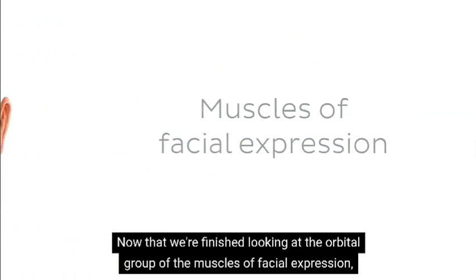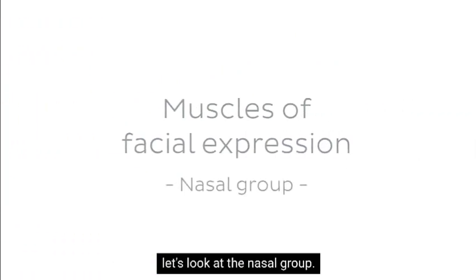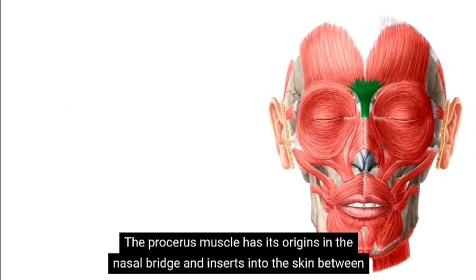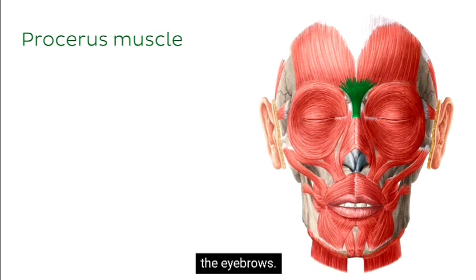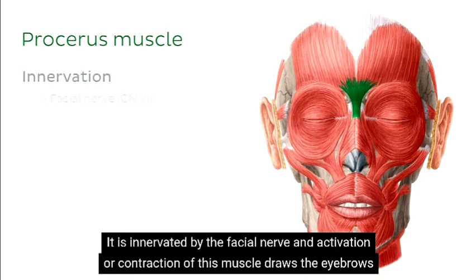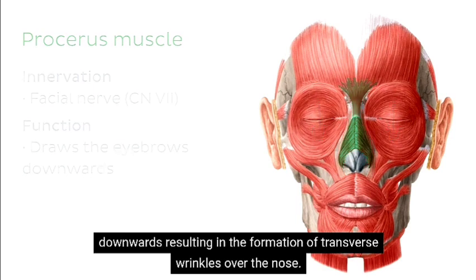Now that we've finished looking at the orbital group of the muscles of facial expression, let's look at the nasal group. The procerus muscle has its origins in the nasal bridge and inserts into the skin between the eyebrows. It is innervated by the facial nerve, and activation or contraction of this muscle draws the eyebrows downwards, resulting in the formation of transverse wrinkles over the nose.